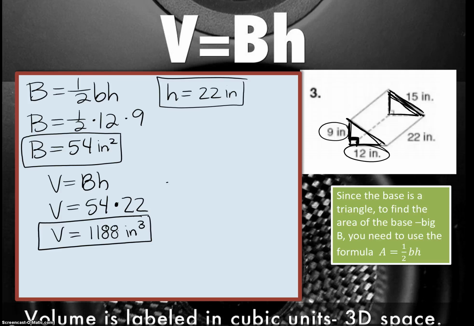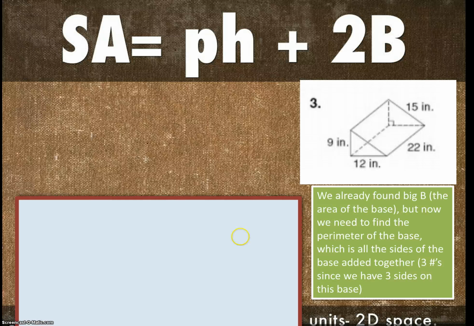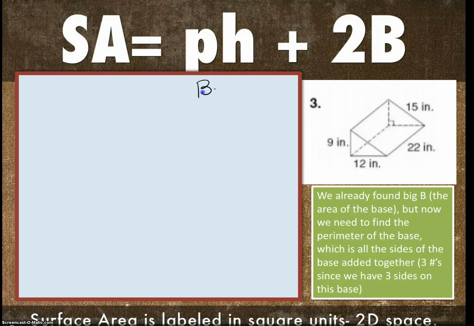Alright friends, when you got the base, you had 54 square inches. Now the height is again the number that hasn't been used. Now I know you haven't used a 15, but it has to be a number that's not in the base. So we're going to use a 22 so we can fill up this entire shape. So I multiply 54 by 22 to get the volume of 1,188 cubic inches. Now remember this big B because we're going to use it in surface area as well.